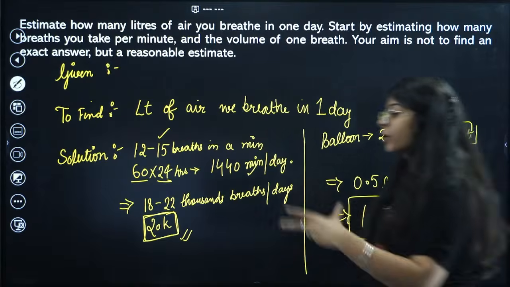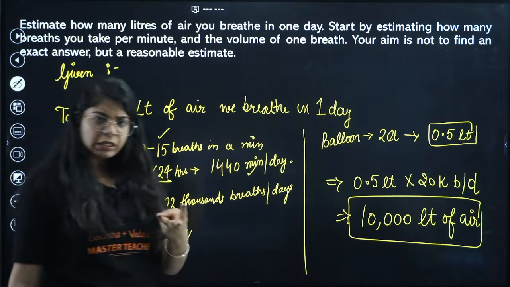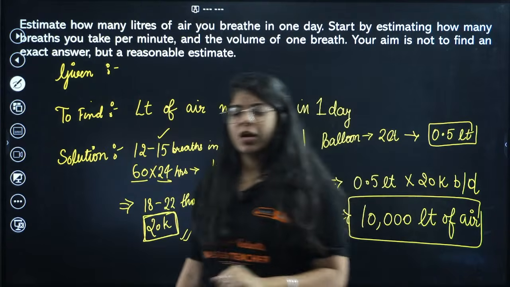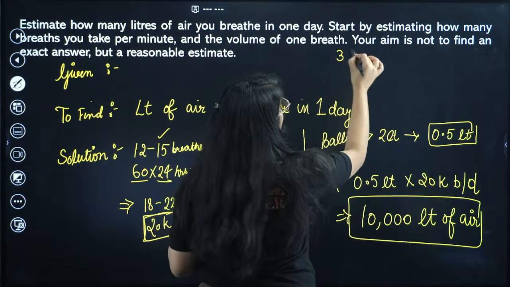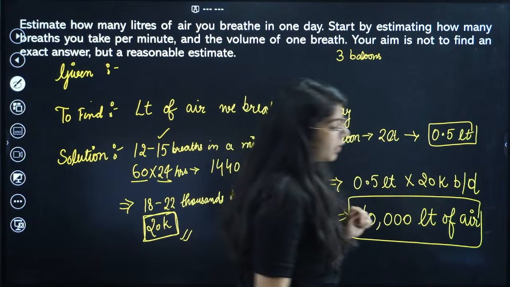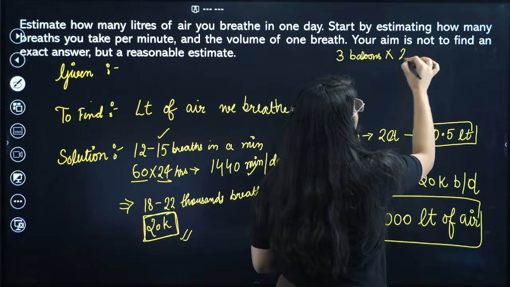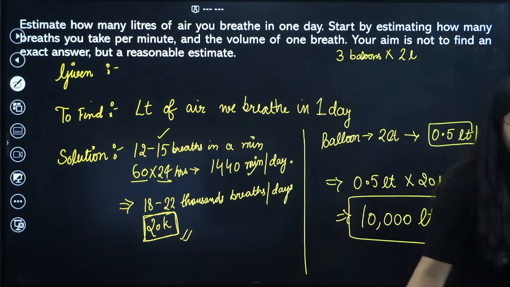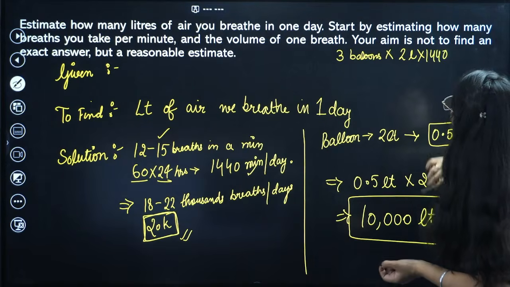Let's say we talked about balloons. In 1 minute, how many balloons can you fill? 2, 3, 4, 5? Let's just say that you can fill 3 balloons in 1 minute, and each balloon is of 2 liters. And there are 1440 minutes in a day, correct? So we multiply all these to 1440. What will this come to?